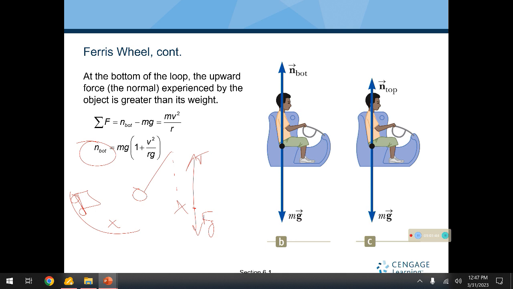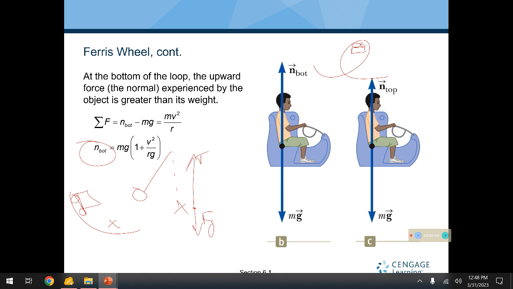Or actually at the top of the path, which way do they need to be accelerating? Down, so force normal pressing up in this case needs to be less than force gravity. The big difference between the Ferris wheel and the roller coaster problem at the top of the path is what? Like there's a track up there. Sure, so you're right there.